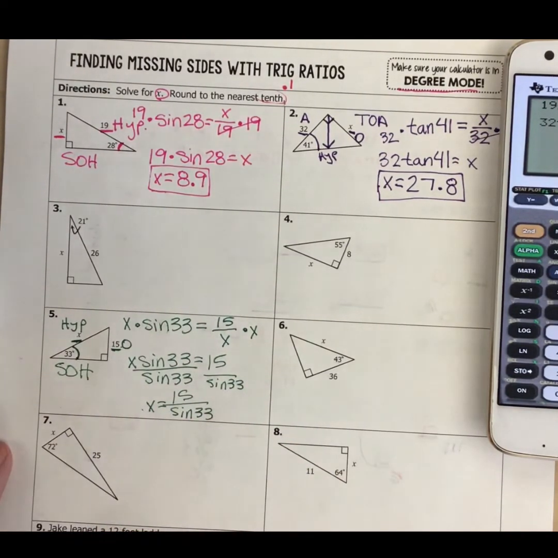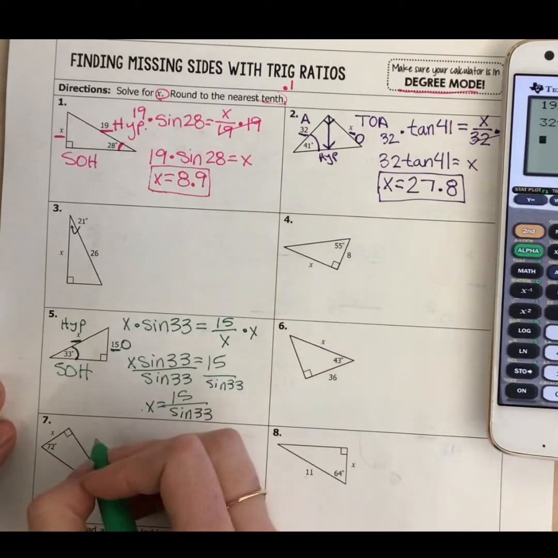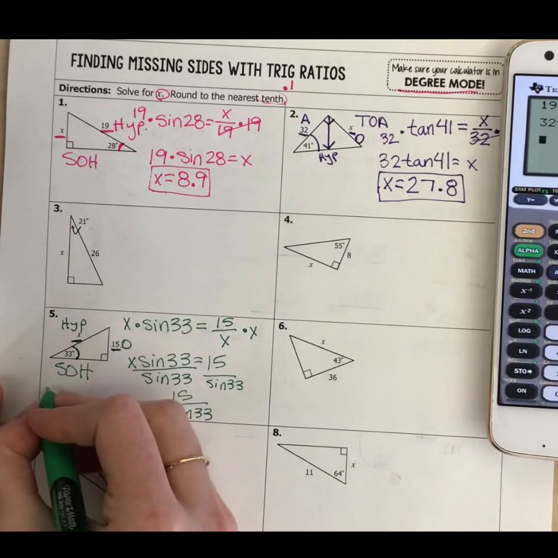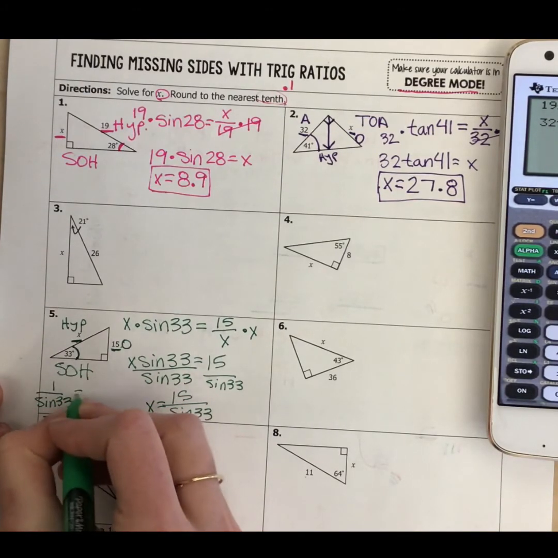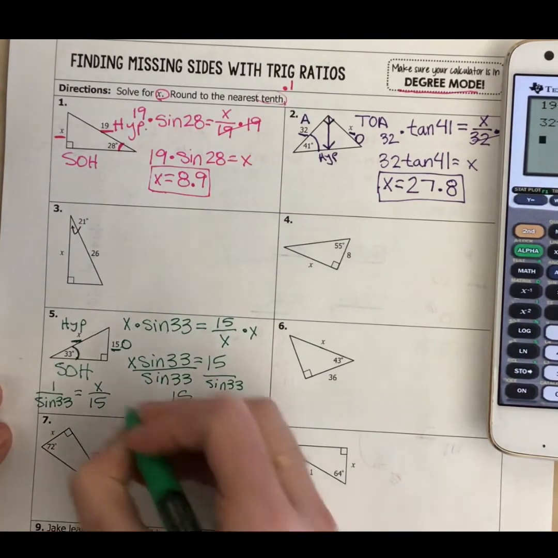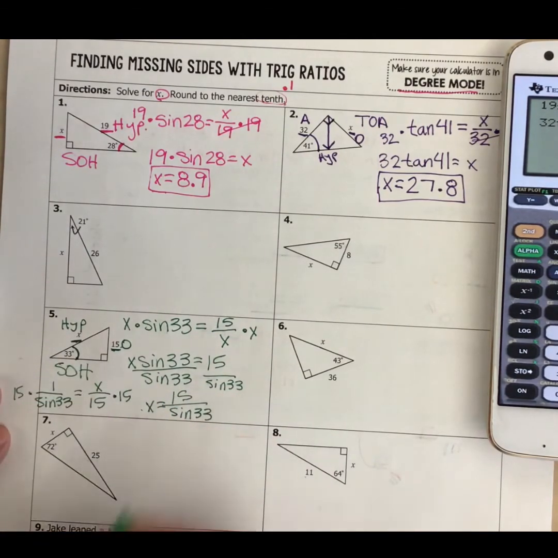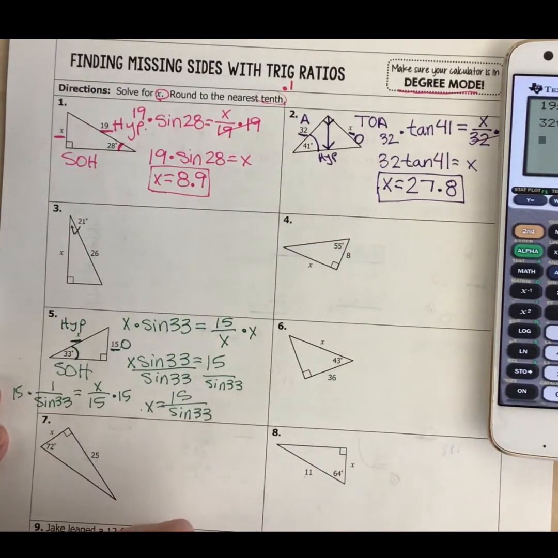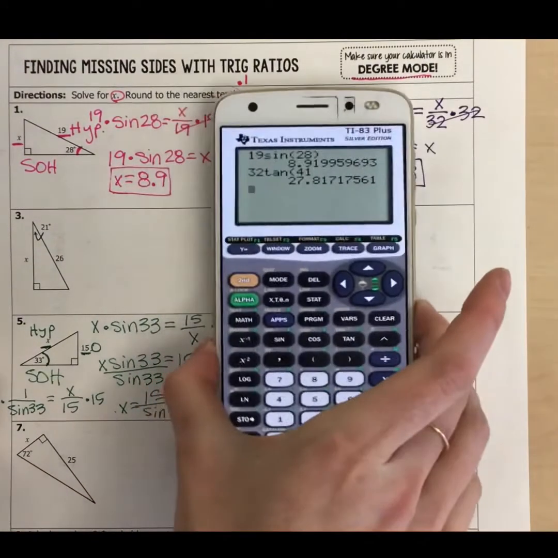The other way we could have done this is to just take the reciprocal of both sides of our original equation. So if I did that, I would have 1 over sine of 33 equals x over 15. To get x by itself, we'd multiply both sides by 15, and I'd end up with the exact same equation I have over here. Doesn't really matter which way you want to go, whichever you think best works for you will work for me. So now let's get our calculator out here again.